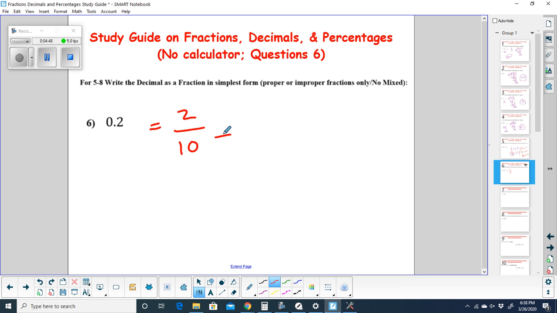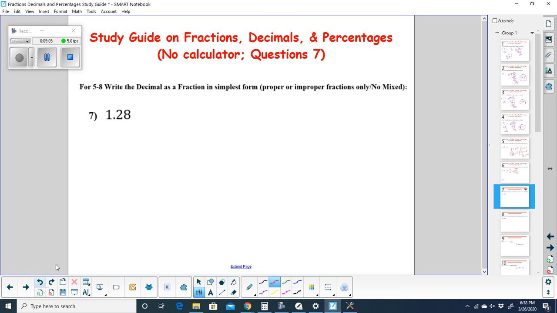All right, this one as a fraction, well, this is 2 in the tenths place, so 2 over 10, but you need to write it in simplest form. 2 goes into the numerator and denominator. 2 goes into itself once, 2 goes into 10 5 times. So 2/10 is equal to 1/5.